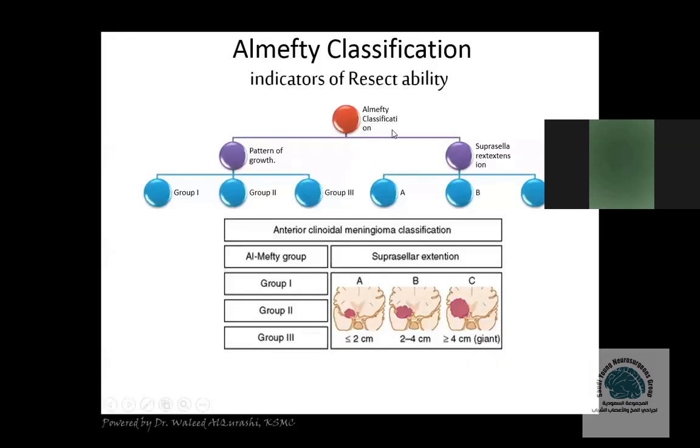Also, Al-Mefty subclassified the clinoid meningioma according to indicators of resectability: the pattern of growth and extension to the suprasellar region. It is classified into group 1, 2, and 3 according to the pattern of growth, whether extending medially or backward toward the orbital roof, and into A, B, C according to the height and width of the tumor. If it's less than or equal to 2 centimeters, it's subclassified as A; 2 to 4 centimeters, B; and more than or equal to 4, it's considered a giant sphenoid wing meningioma.